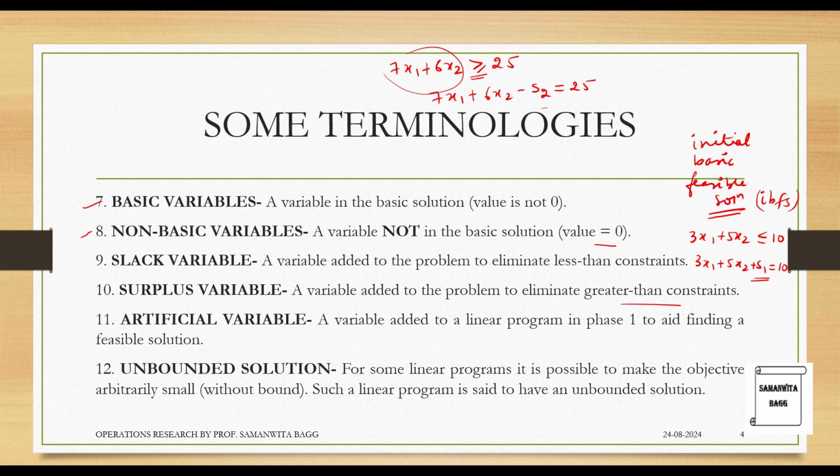Then there is something called an artificial variable, a variable added to a linear program in phase 1 to aid in finding a feasible solution. Now if you observe this, suppose I assume x1 and x2 are the non-basic variables and I take these values as 0. When I assume both are 0, these two are gone. So what you get is S2 is equal to 25.